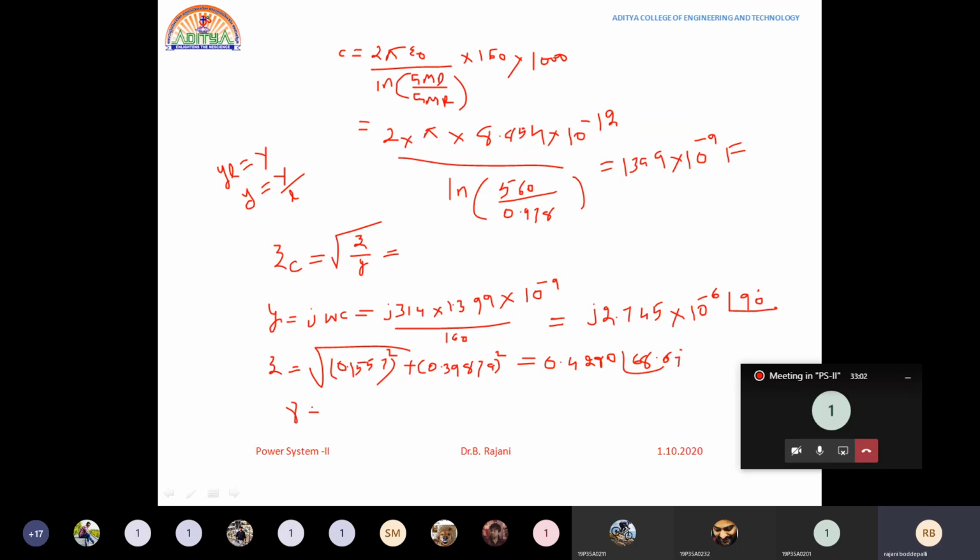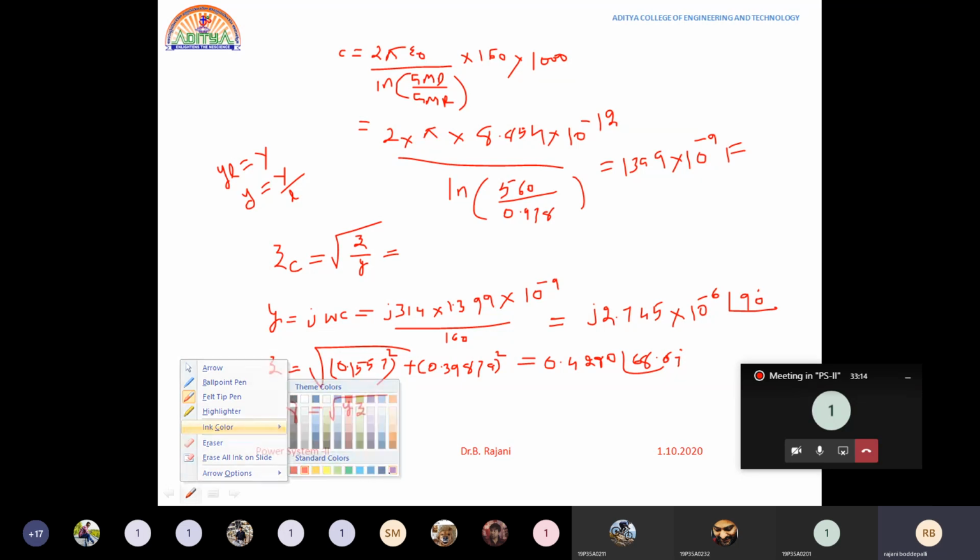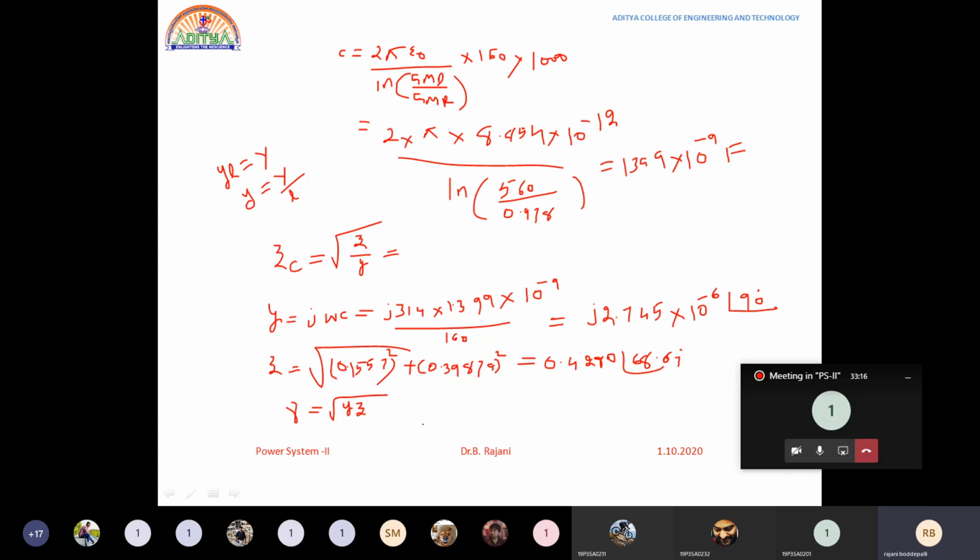Gamma is nothing but root over yz, root over capital Y small y into small z. That is nothing but the gamma. Now gamma is called as what? If it is multiplied with the total length of the line, I will be multiplying each and every term, this term and this term, and finally I will be multiplying with 160, so that I will be getting root over yz.